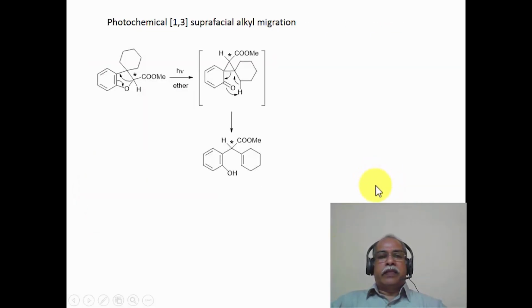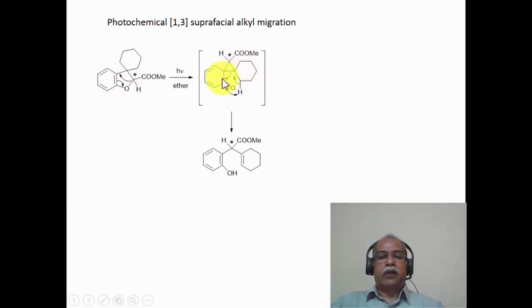The 1,3 suprafacial alkyl migration example is given here. This is a spirocyclic derivative where the starred position is a chiral center, and that is supposed to undergo migration with an inversion of stereochemistry, for example. So the carbon migrates to this position with a concomitant formation of a carbon-oxygen double bond, resulting in the formation of this particular intermediate.